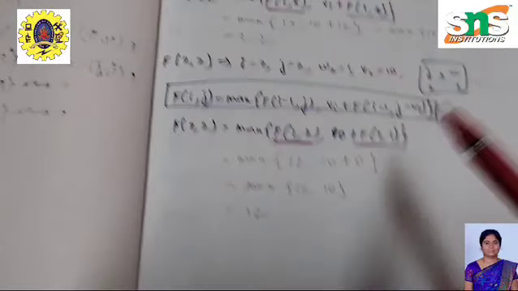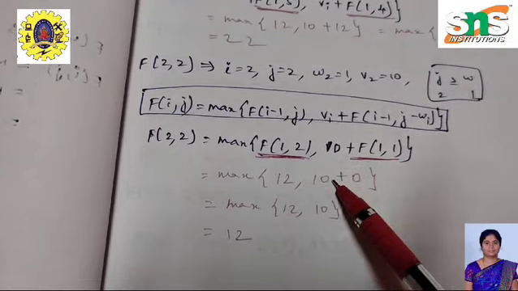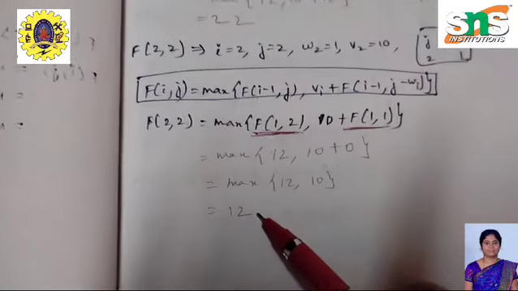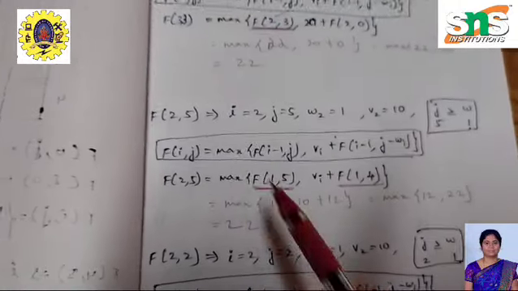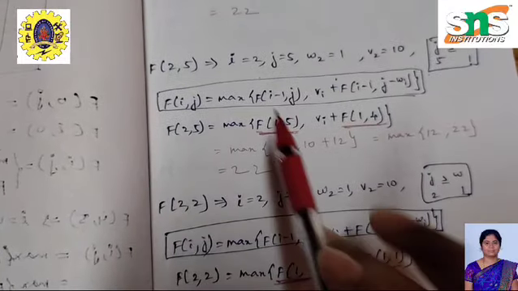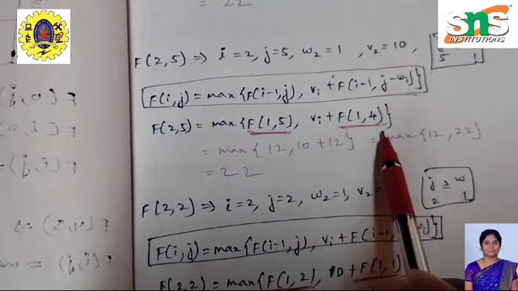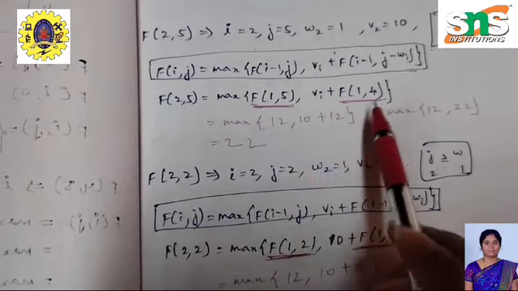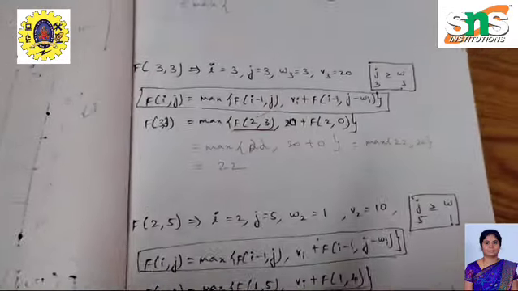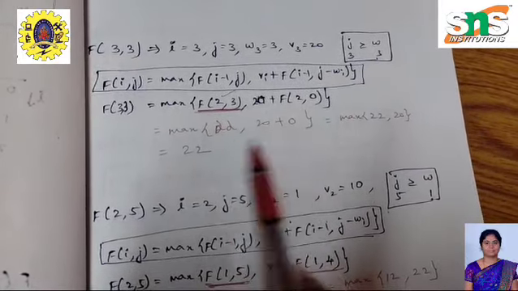And for this particular sum, 1 comma 2 is 12 and 1 comma 1 is 0, and it is substituted with the formula, 10. So it is 12 comma 10, maximum is 12, and so it is 12. Value for 2 comma 2 is 12. And for this 2 comma 5, we are supposed to find the value 1 comma 5 and 1 comma 4. So 1 comma 5 is 12 and 1 comma 4 is 12. Substituting the value we will get 22 here. And for this also we will get 22.